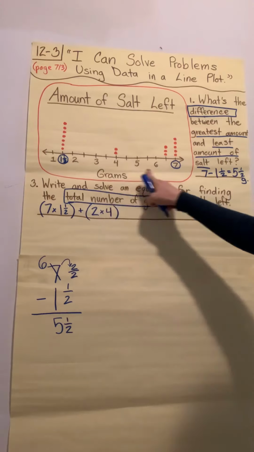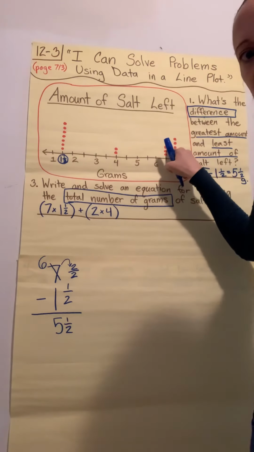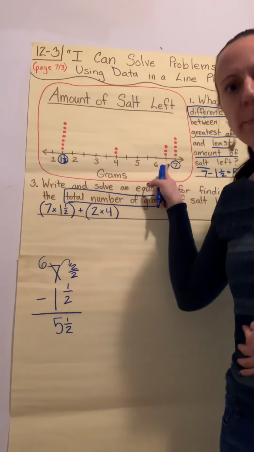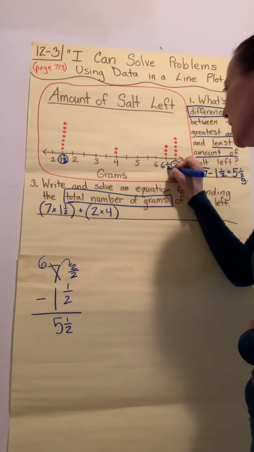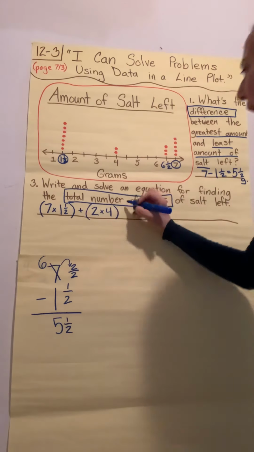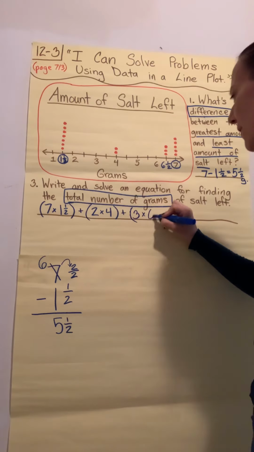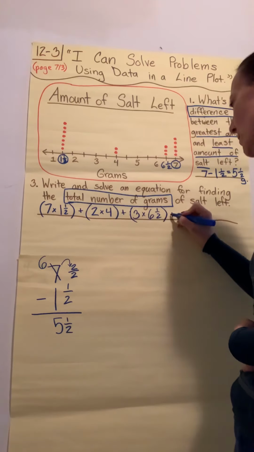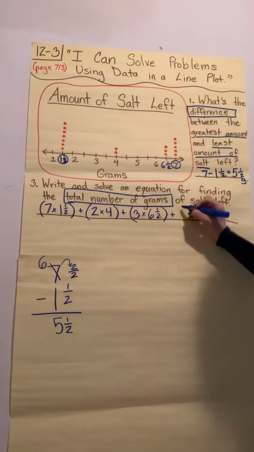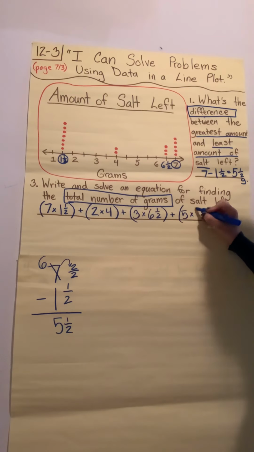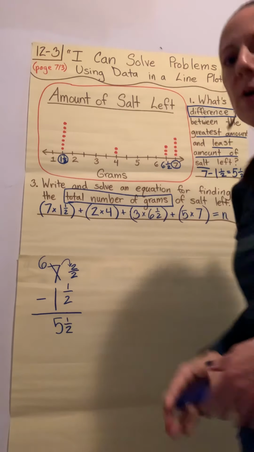Now I skip over here and I see that I had 1, 2, 3 containers that had, unlabeled, it's halfway between 6 and 7. So this must be 6.5. So I have 1, 2, 3 containers that each have 6.5 grams left. And then I have 1, 2, 3, 4, 5 containers that each have 7 grams left. And that's going to equal my total number of grams.